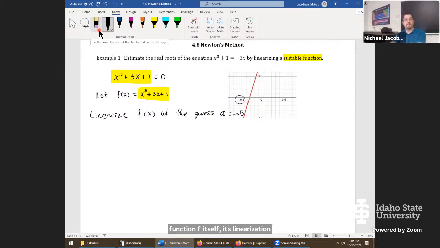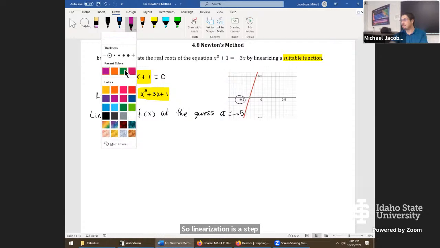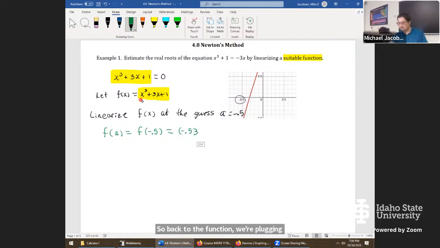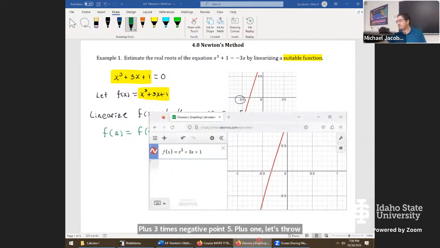So linearization is a process all in and of its own. It'll go first. We have a function value at a, so let's calculate f at a. This will be f at negative 0.5. So back to the function f, we're plugging it right in here, negative 0.5 cubed plus 3 times negative 0.5 plus 1. Let's throw that all in and get a value out.